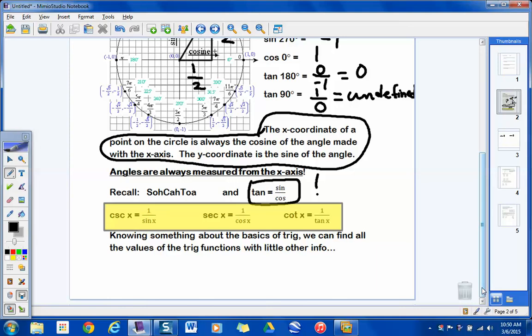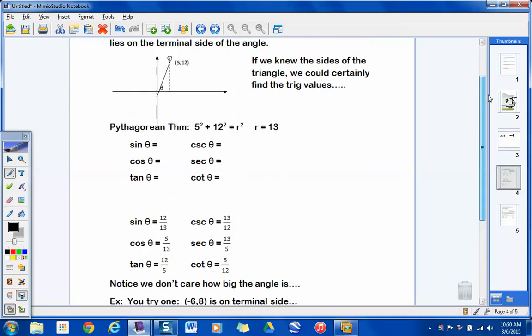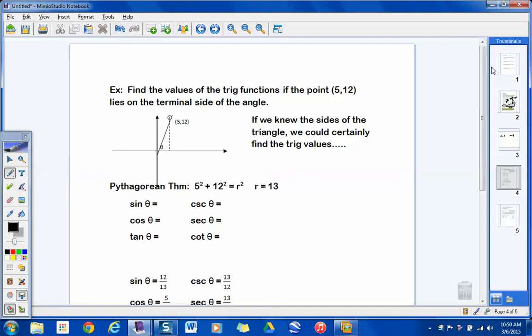Okay. All right. Knowing something about the basics of trig, we can find out all values of the trig functions with little other information. So what I'm getting at here is this. On the next page, if you'll take a look here, here's what we're doing. Guys, up here I've drawn a terminal side in quadrant 1. This is supposed to go from the origin out to the point 5, what? 5, 12. In this example right here, it says find the values of the trig functions. When I say find the values of the trig functions, I'm talking about all 6 of them. I'm talking about a sine, a cosine, and a tangent. The cosecant, the secant, and the cotangent.